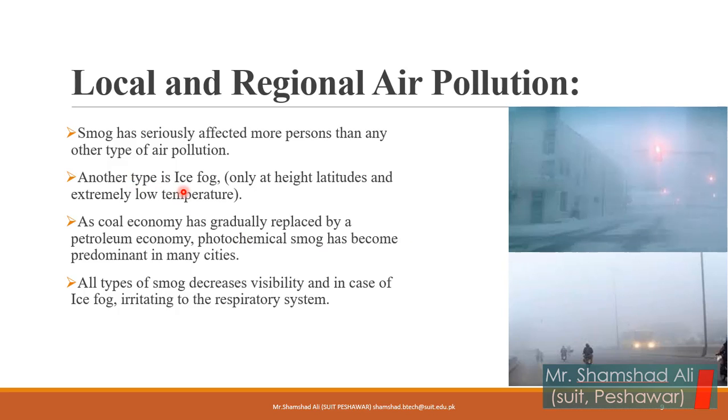Another type is ice fog, only at high latitude and extremely low temperature. When temperature is low and the area is at a high latitude, then there is another type of air pollution which is called ice fog. In this picture, you can see this is the ice fog, in which the visibility is less as compared to the other types of pollution.